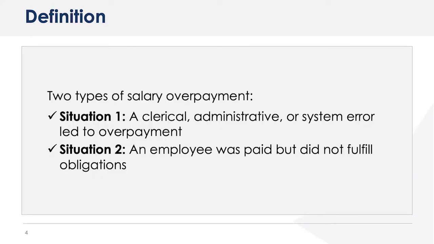Let's start by defining a salary overpayment. A salary overpayment happens in one of two situations. In the first situation, a clerical, administrative, or system error led to an employee being paid more than what they were owed. In the second situation, an employee did not perform their duties or fulfill a contractual obligation, and yet they had received payment.